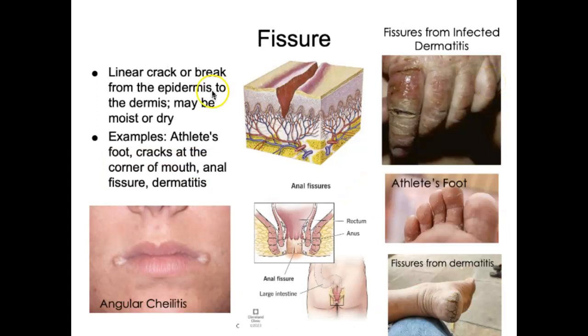Next, we have a fissure, and this is where we have a linear crack or break within the epidermis down to the dermis level, and it could be moist or dry. You could see more of the moist over here where we have a fissure from an infected dermatitis. And examples would include athlete's foot, when we get cracks in the corners of the mouth, and this is termed angular cheilitis. And you can also have an anal fissure. I know this is a little blurry, but there is a fissure in this area, and just regular dermatitis. So you could see some cracks here in the heel.